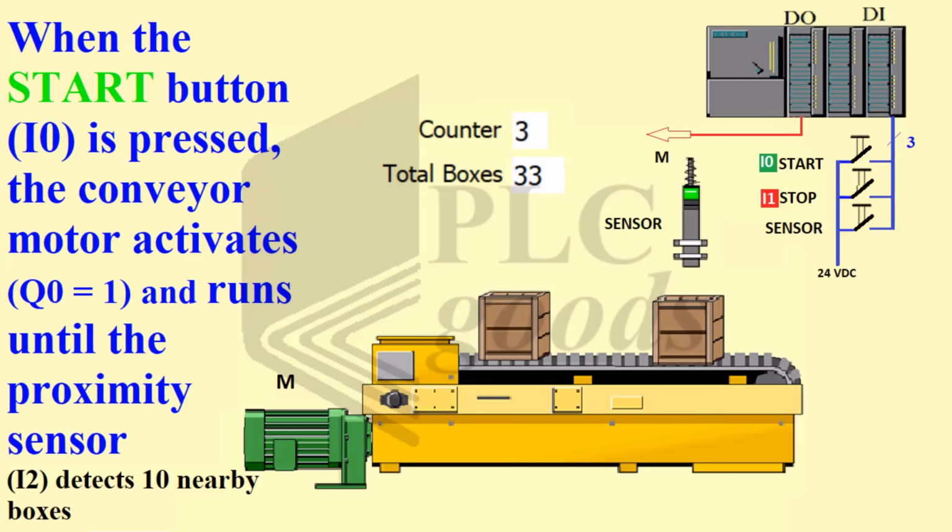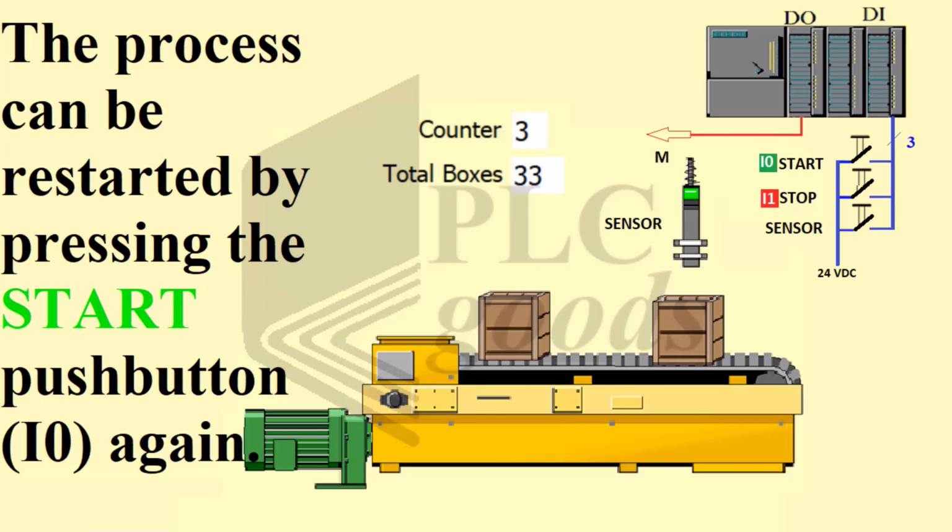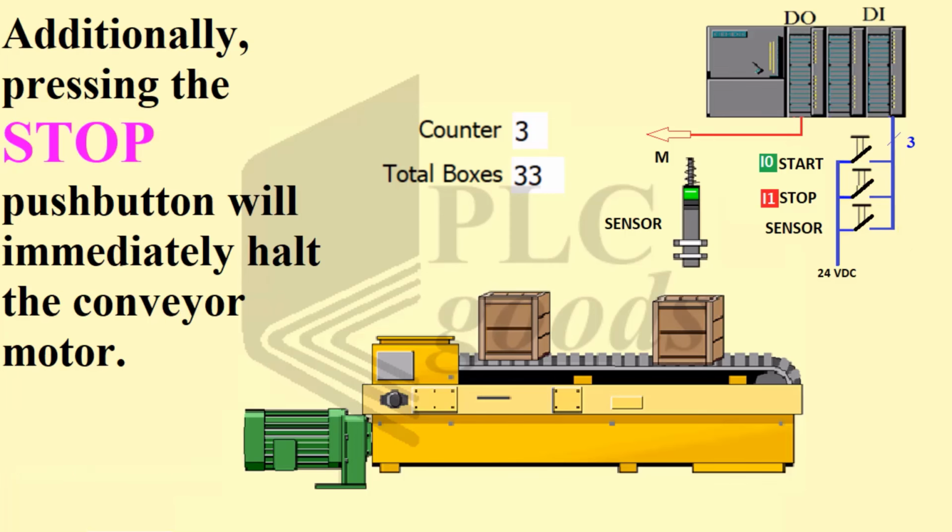When the start button is pressed, the conveyor motor activates and runs until the proximity sensor detects 10 nearby boxes. When the counter reaches 10, the conveyor motor deactivates. The sensor transitions from normally open to normally closed upon detecting any object passing by its bottom. The process can be restarted by pressing the start push button again. Additionally, pressing the stop push button will immediately halt the conveyor motor.